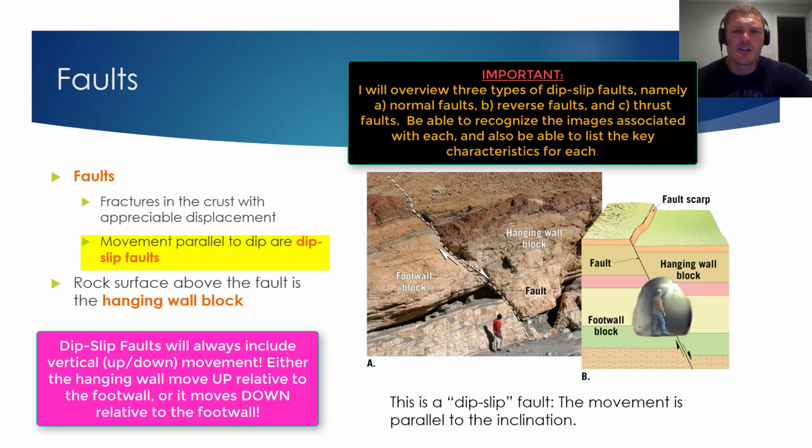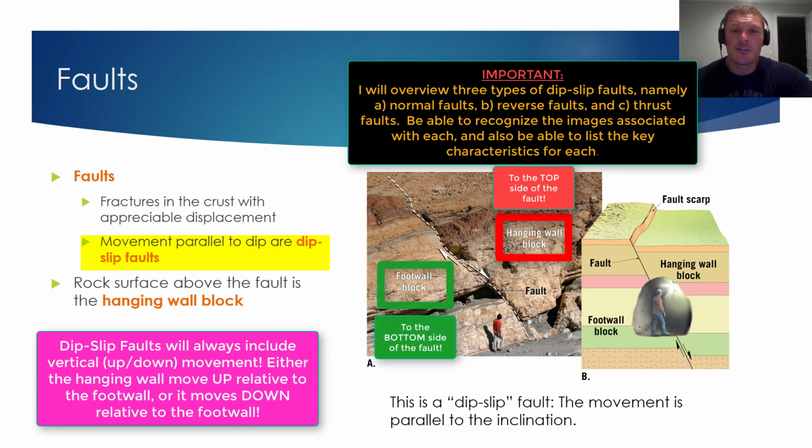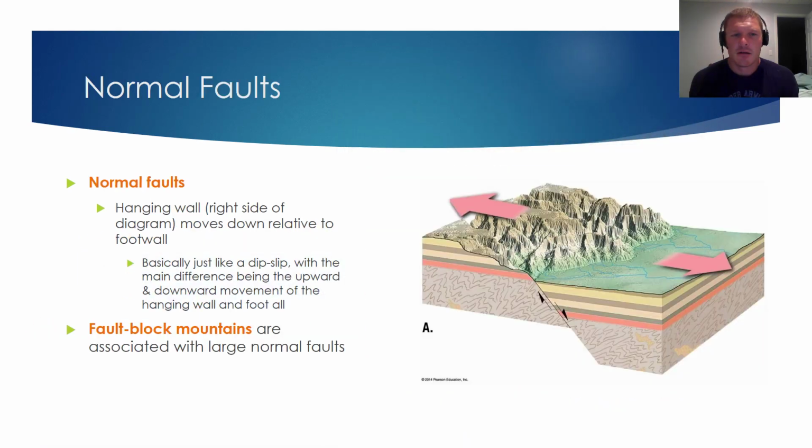For the sake of terminology, we will always label the hanging wall as the rock surface above the fault, and the footwall is the rock surface below the fault. So because this fault is running from left to right diagonally across the screen, the hanging wall is to the top side of the diagonal line, which is why it's on the right, and the footwall is to the bottom side of the diagonal line, which is why the footwall is labeled on the left.